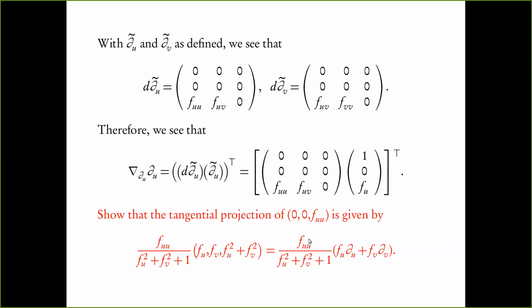So essentially the answer to our original question is that nabla del u along the direction del u is going to be f_uu divided by this quantity, which is symmetric in u and v, times this vector, which is also symmetric in u and v. This is also a vector that's going to appear quite a lot, so just take a mental note of this before I move on to the next slide. Allow me to move on.